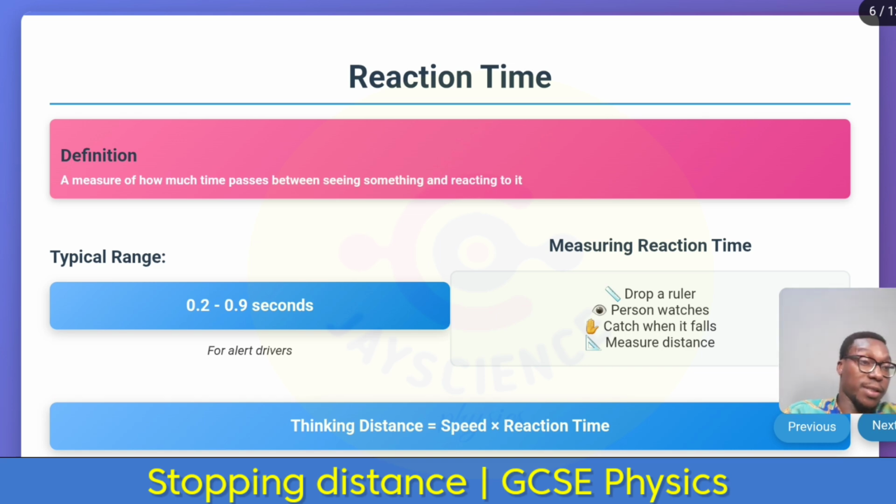So he drops the ruler, or she drops the ruler without prior information, and then person B has to catch it. So the time it takes for person B to catch that ruler is the reaction time. And then, since it's a ruler, we can obviously measure that distance divided by the reaction time to get the speed. Or the other way around, the speed multiplied by the reaction time to get the thinking distance. That's your typical velocity equals distance over time.